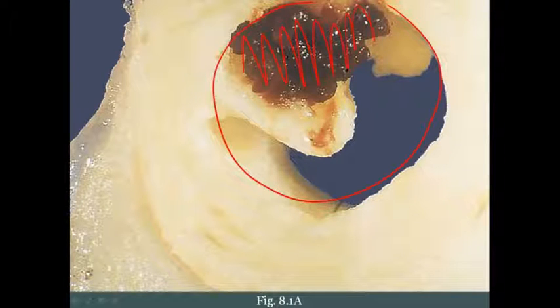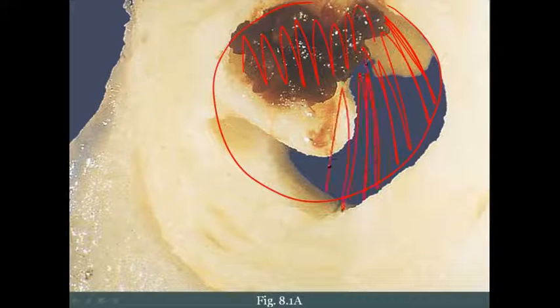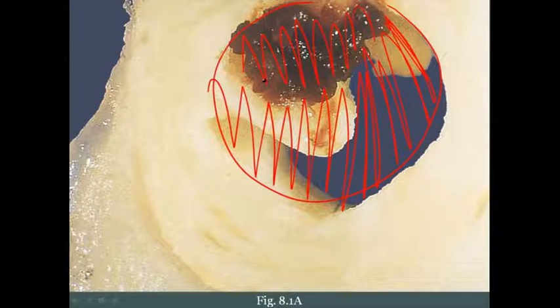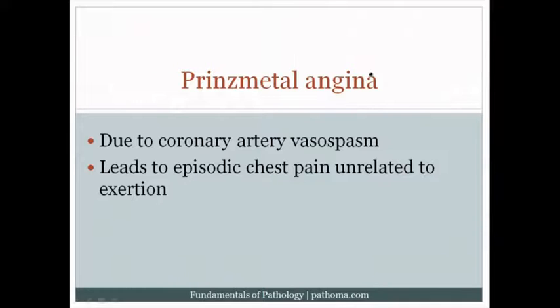Now, this circumstance has a very high risk of progression to MI because it would be very easy for this thrombus to completely occlude the vessel. And when you completely occlude the vessel, that would then result in myocardial infarction. The third type of angina, again, reversible chest pain, is called Prinzmetal angina.